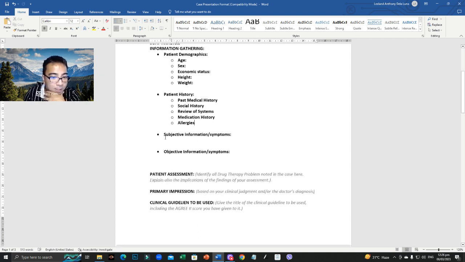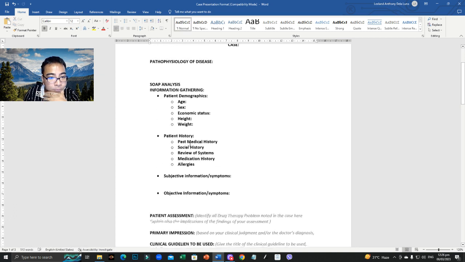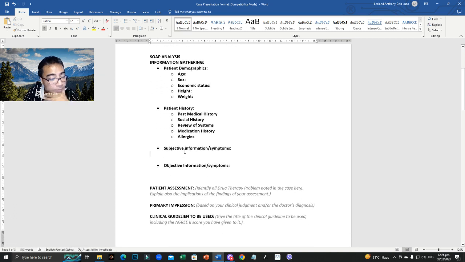Now, of course, class, dito natin lalagay yung subjective at saka objective information natin. Basically, subjective, yung mga nararamdaman ng patient natin. So, sulat dyan, masakit ba ang ulo? May upper abdominal pain ba? Lower abdominal pain? Headaches? Ganyan, so on and so forth. Dyan yung susulat yan.